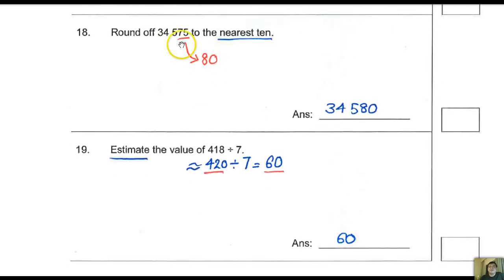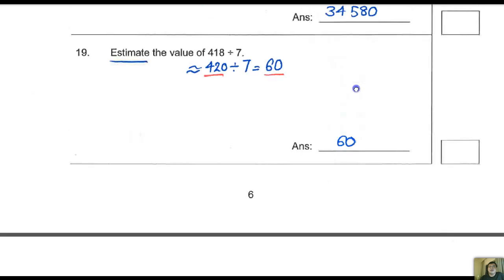Next is easy. Round off to the nearest 10. 10 means you just deal with this 2. 75 is nearest to 80, so you put 34580. Next, estimate.